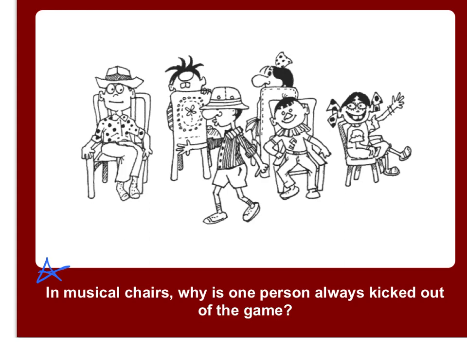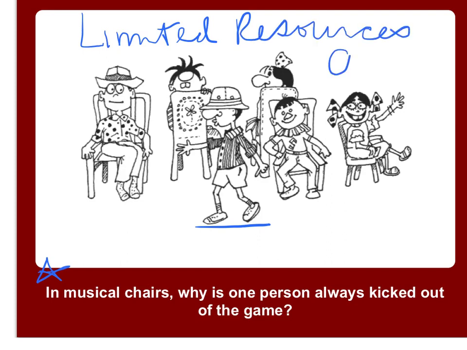Okay, I hope you've thought a little bit about the game of musical chairs. It's a pretty obvious conclusion, but one person's always kicked out because in every round there's one fewer chair than there are participants. That means everybody playing the game is competing over what we're going to call limited resources. The resources we're talking about, of course, are chairs. The people playing musical chairs are always competing over something that there's not enough of. And if you're not able to acquire a chair, or acquire resources, you're kicked out of the game.